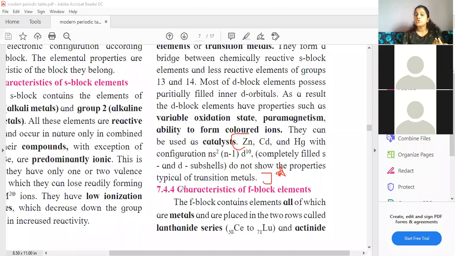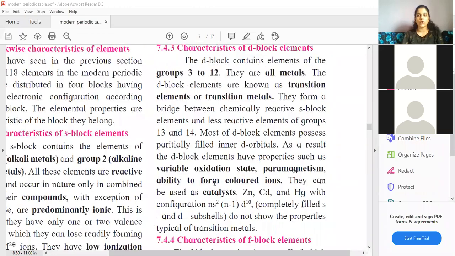So they do not show the properties of typical transition metals. What are the properties, students? Variable oxidation state, paramagnetism. Paramagnetism means unpaired electrons, and unpaired electrons mean they can give colored ions. But obviously in your last group there are no unpaired electrons. So if there is no unpaired electron, then it does not show paramagnetism, it does not form colored ions. Okay, so these are kind of exceptions of the d block, the last group elements.